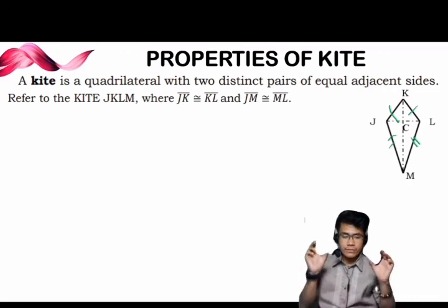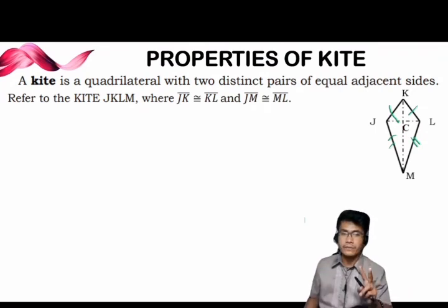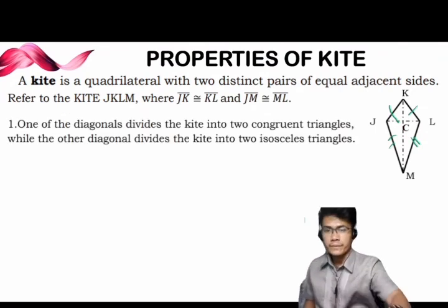Kung sino na po yung couple, sila na po yun. Kung sino na po yung pares, sila na po yun. Hindi na sila pwedeng ipares sa iba pa. So, dalawa lang. Two pairs lang po. Kaya nga, two distinct pairs of equal adjacent sides. Now, let's have the properties.